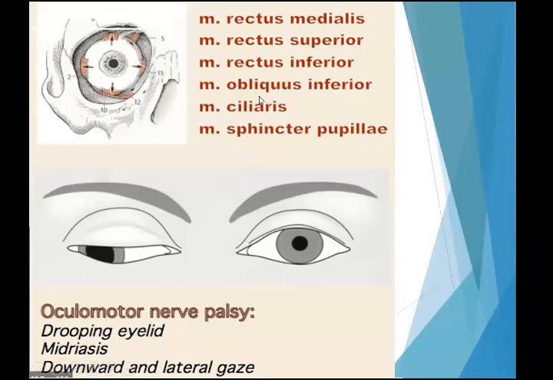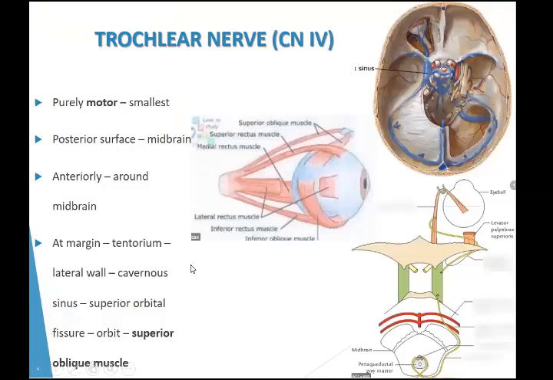The inferior rectus is paralyzed. The inferior oblique is paralyzed. Only the superior oblique and the lateral rectus are intact. Superior oblique is intact. As a result, what is the action of the superior oblique? Downwards and outwards movement. So only the superior oblique action is intact, and because of that the affected eye looks downwards and outwards. Any questions?